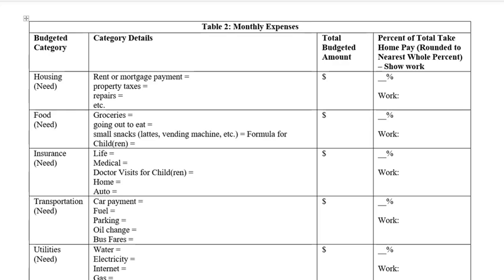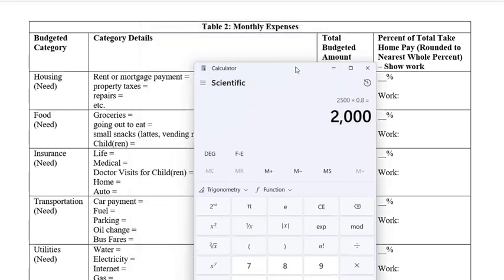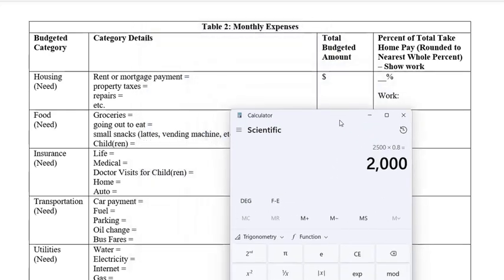So let's say our $2,000 is our take-home pay. Let's say housing is $800. So the percent of our money that goes to housing is found by taking 800 divided by 2,000, and then you multiply by 100 to finish converting it to a percent. So that'd be 40%.